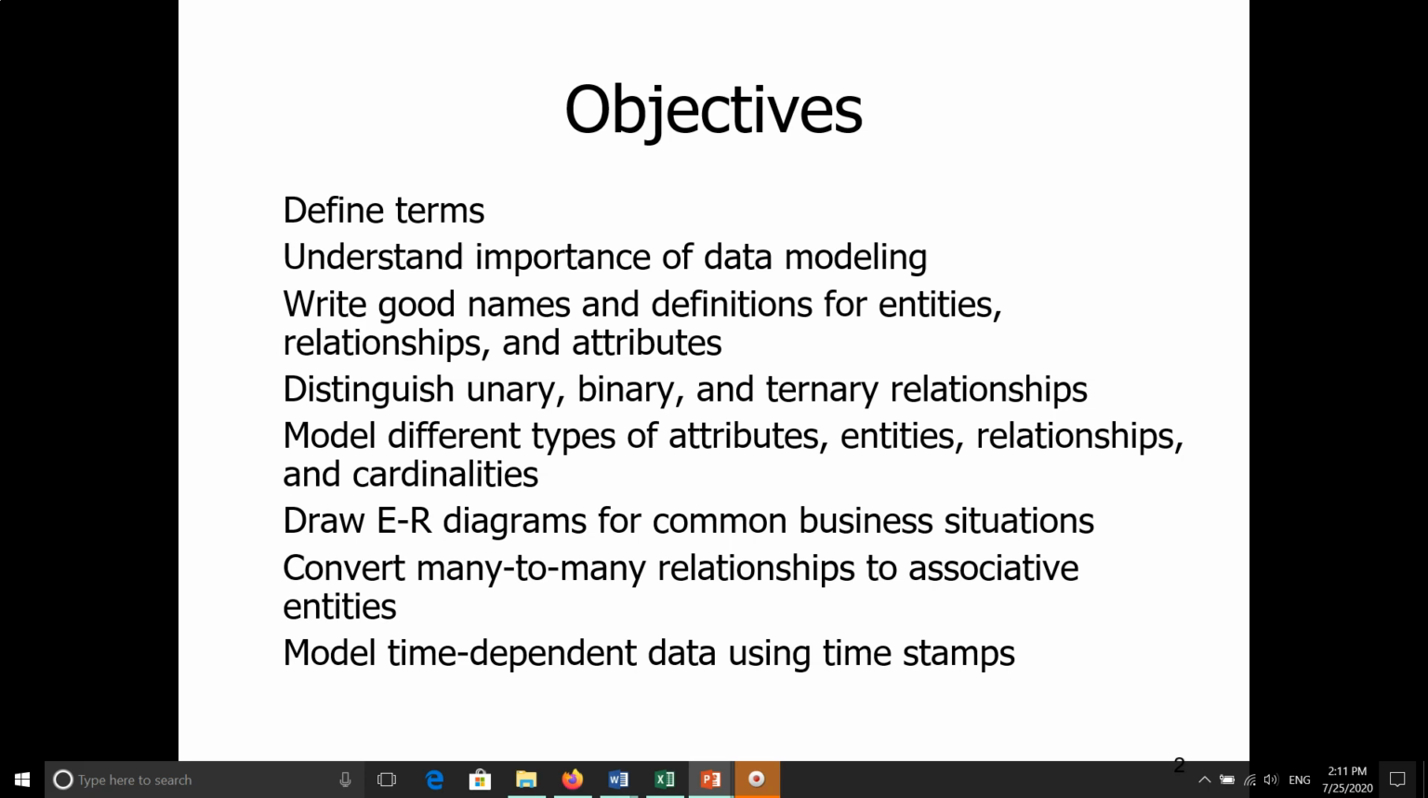And also, in particular, we are going to talk about how to develop the ER diagram for many-to-many relationships and associative entities, and also how to model time-dependent data using timestamps. Because these are very common situations you will run into in a business setting. You will run into a situation in which multiple entities have many-to-many relationships with each other, and also situations in which data is time-dependent, which means it will change as time changes. So those are the topics that will be covered in this particular chapter.